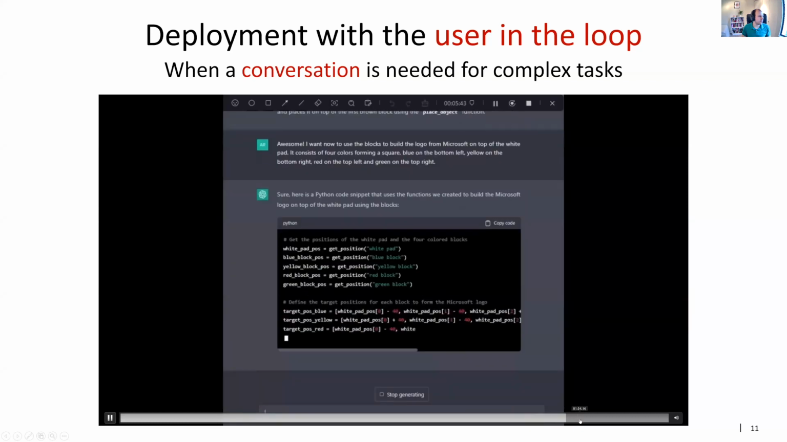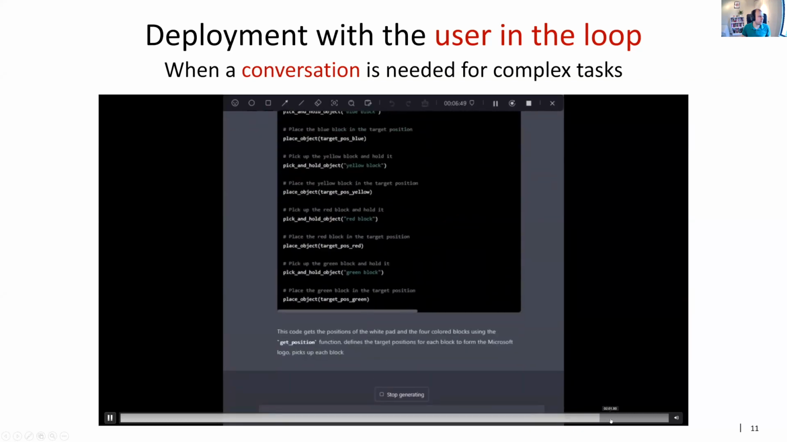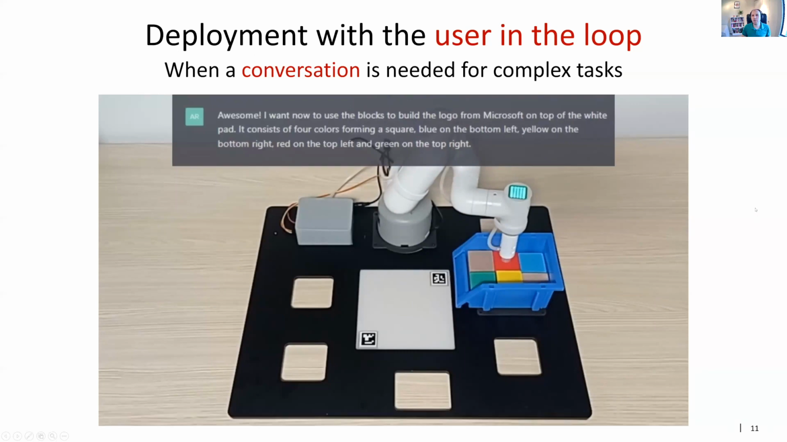But later we want to do something much more complex. In the last example, we're trying to build the Microsoft logo using the blocks. If you think about it, building the Microsoft logo involves many steps. It also involves knowing how to arrange the colors together. In this specific prompt, we were telling it the color configuration. We also had some tests where we just said build the Microsoft logo using the blocks, without telling it, so the model itself had to know how the Microsoft colors are configured in the logo.